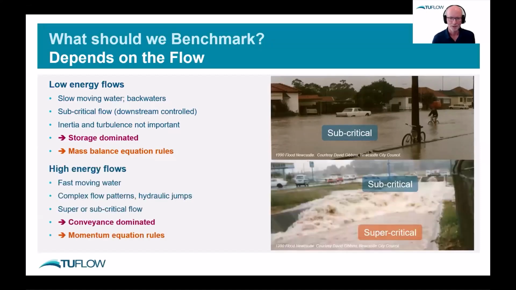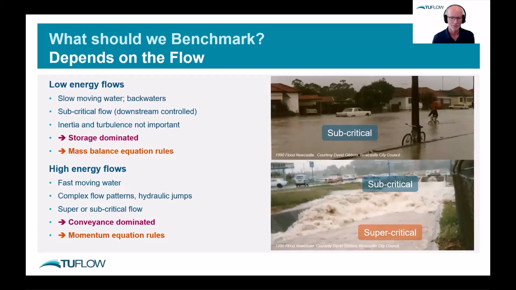But not very far away from where that photo is taken, this was the flow in the main channel. And that is what we call high energy flow. So this is getting to the extreme end where you've actually got a hydraulic jump that's formed within the channel. So you're talking about very fast moving water.